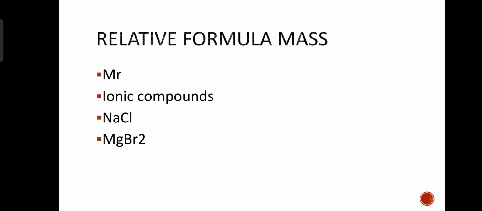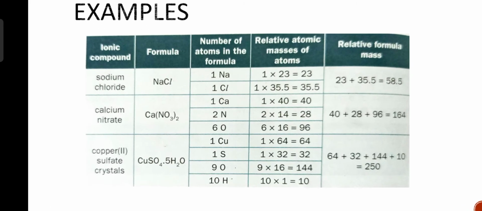Next is relative formula mass. The symbol for this is also Mr, and we use the term relative formula mass for ionic compounds, because ionic compounds do not exist as molecules. The relative molecular mass of an ionic compound is more accurately known as relative formula mass. And like relative molecular mass, formula mass is given by the symbol Mr, and it has no units.